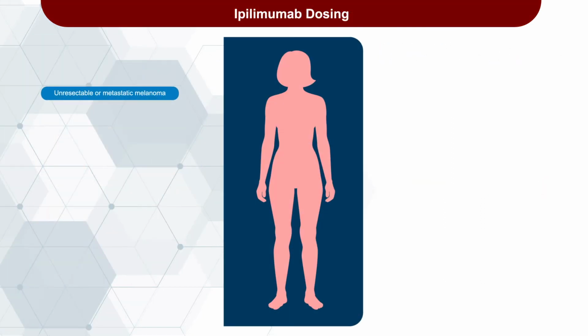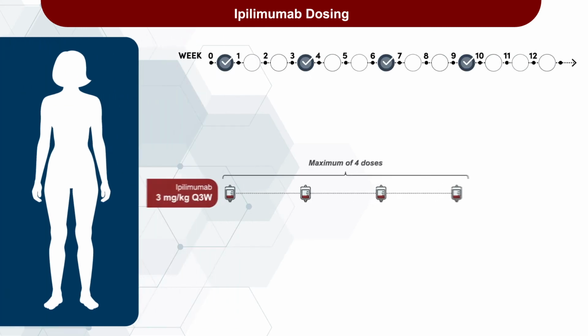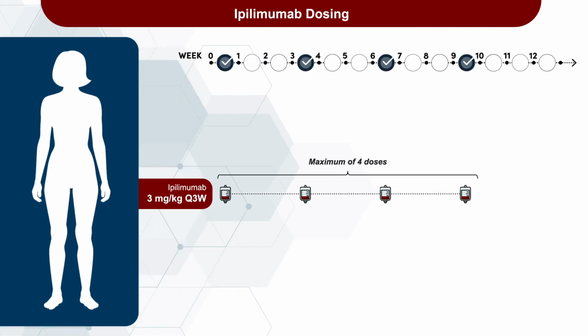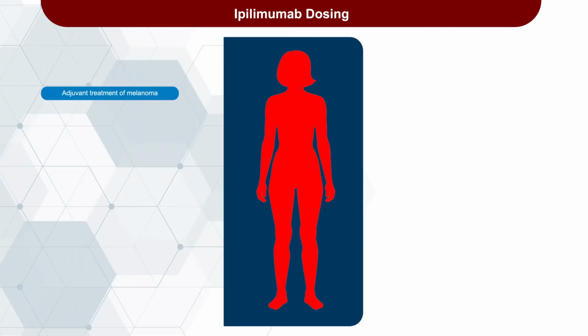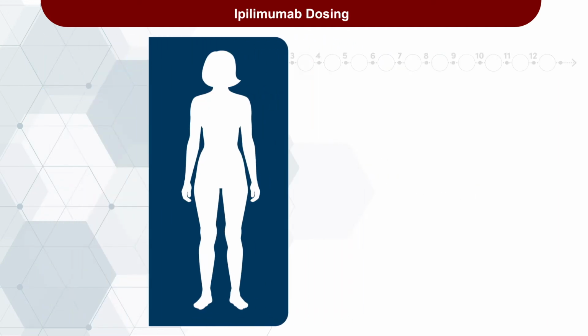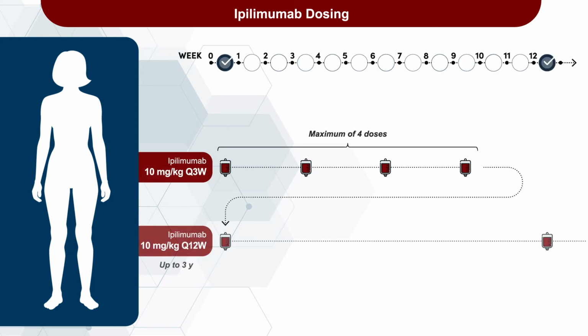Ipilimumab, used for patients with unresectable or metastatic melanoma, is dosed at 3 milligrams per kilogram every 3 weeks for a maximum of 4 doses. Ipilimumab, used for adjuvant treatment of patients with melanoma, was tested at 10 milligrams per kilogram every 3 weeks for 4 doses, then 10 milligrams per kilogram every 12 weeks for up to 3 years.